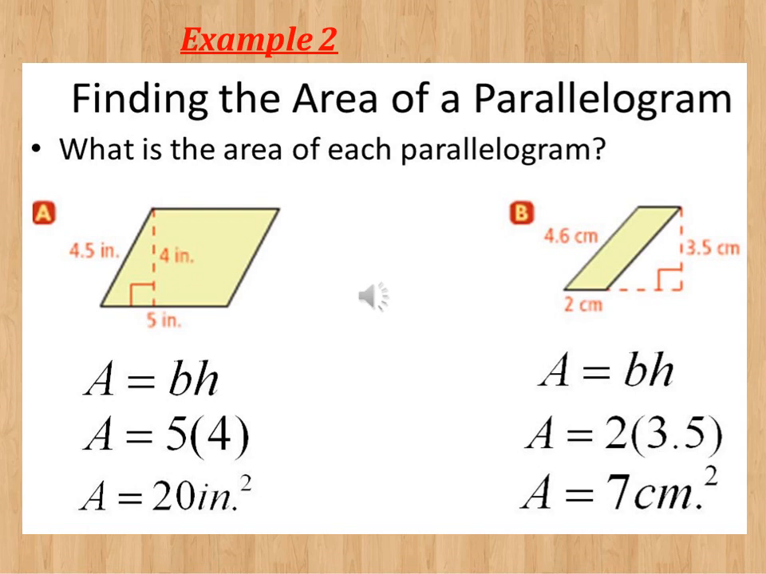In example B, the shape or the direction of the parallelogram doesn't matter. What will matter is, do we have the height and do we have the base? So in this example B, the height is 3.5 and the base is 2 centimeters. So the area will be base times height, which is 2 times 3.5 centimeters, which is going to give us 7 centimeters squared.